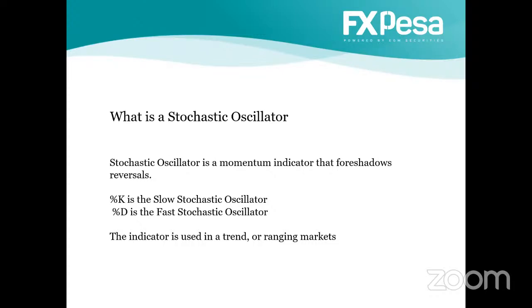Stochastic oscillator is a momentum indicator that foreshadows reversal. We have percentage K, which is the slow stochastic oscillator, and percentage D, which is the fast stochastic oscillator. The indicator is used in a trend or a ranging market.